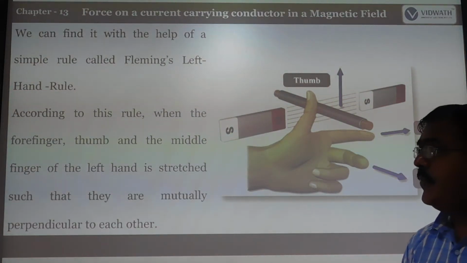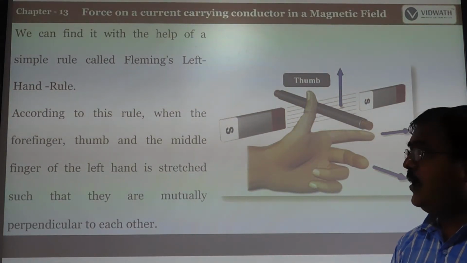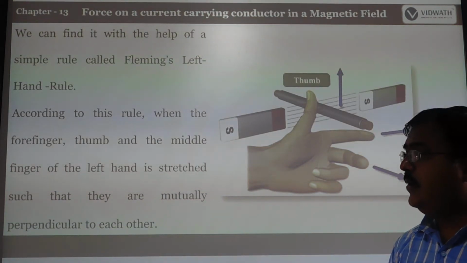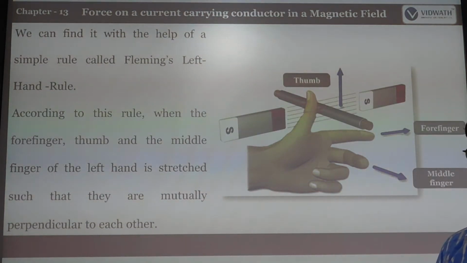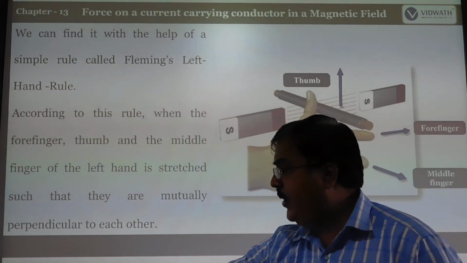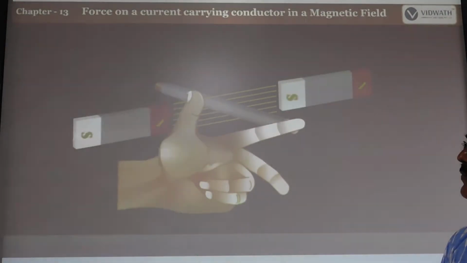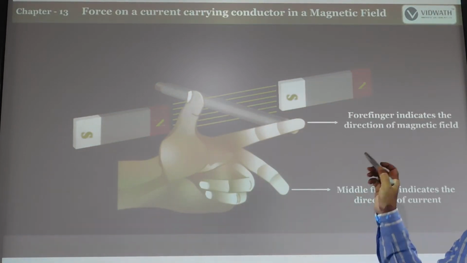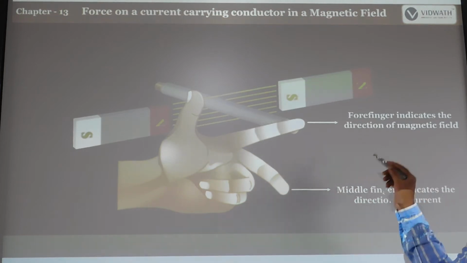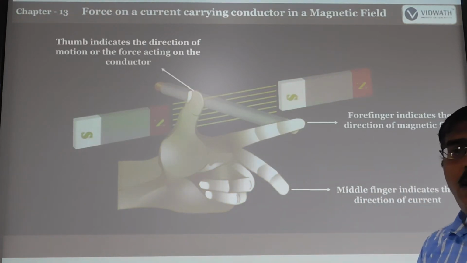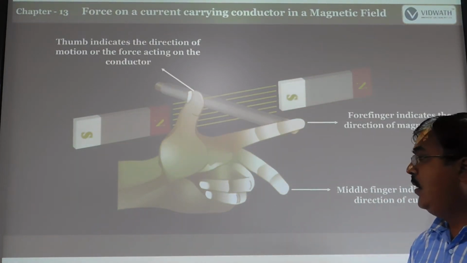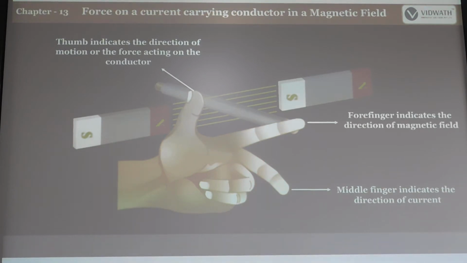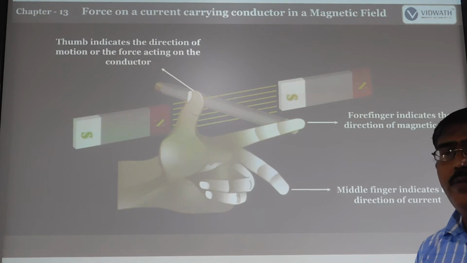According to this rule, the forefinger, thumb, and middle finger of the left hand are stretched out so that they are mutually perpendicular to each other. Each finger indicates something. The forefinger indicates the direction of the magnetic field. The middle finger indicates the direction of the current. The thumb indicates the direction of the motion.